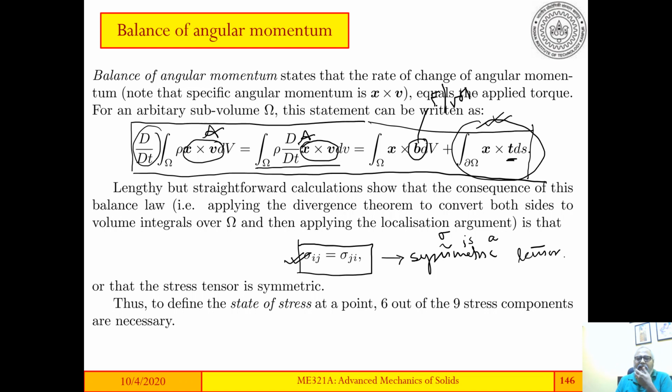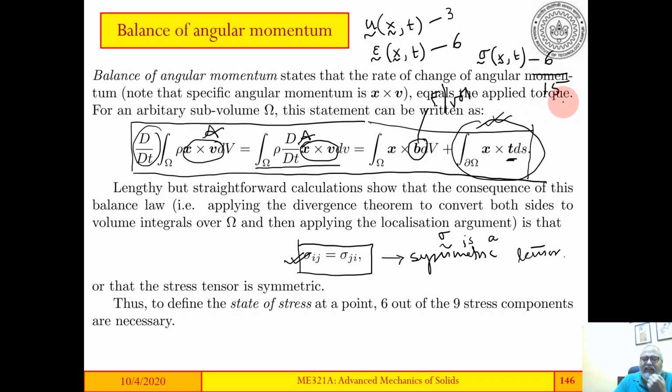So now we are at least clear about what we need to do. We now know that we have displacements at each and every point, and there are three components of it. We have strains at each and every point. It's a symmetric tensor. We have six components of it. We have stresses at each and every point. And according to the balance of angular momentum, this is also a symmetric tensor. So there are six independent components. So altogether, you end up with 15 variables at each and every point.